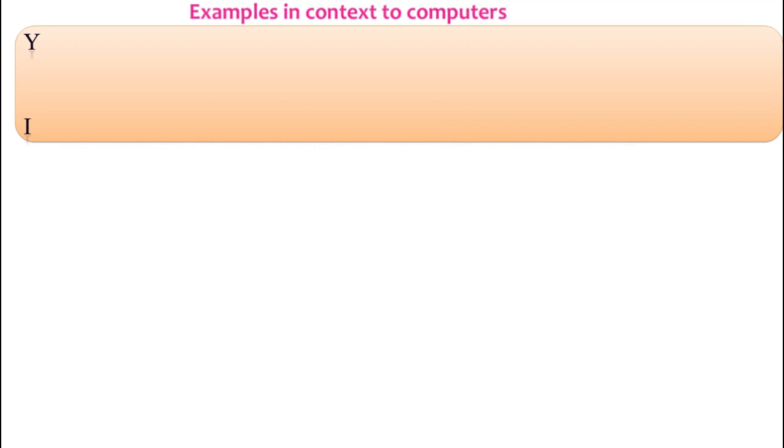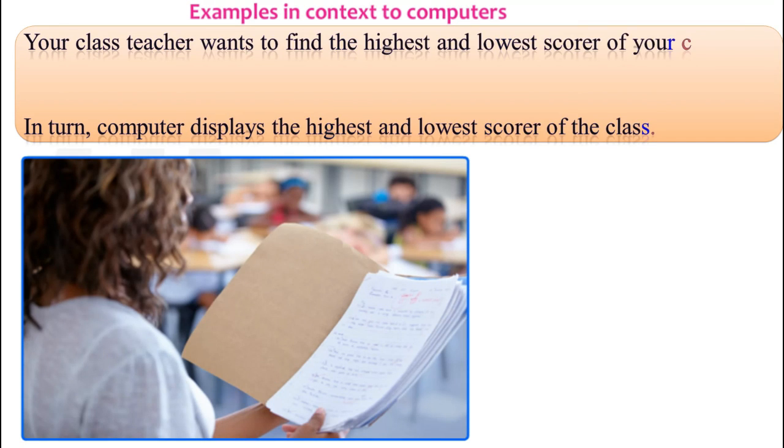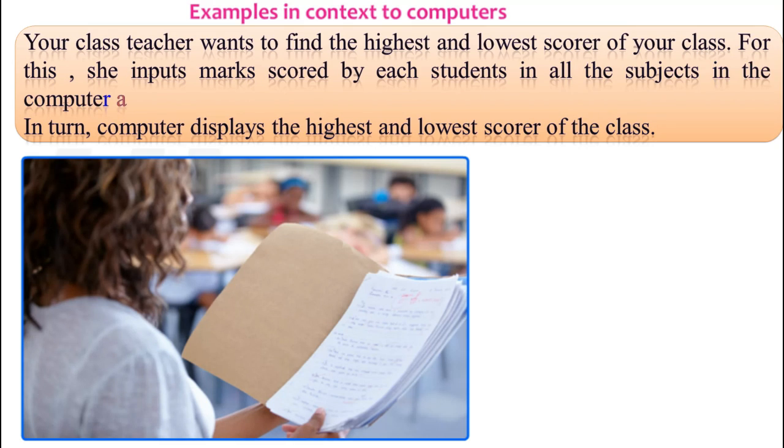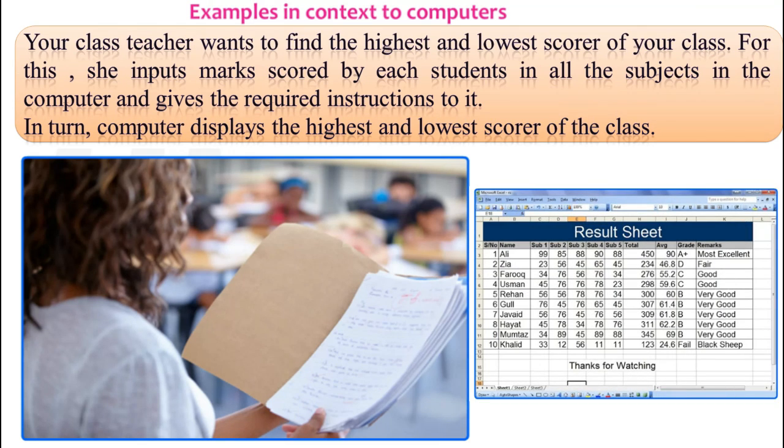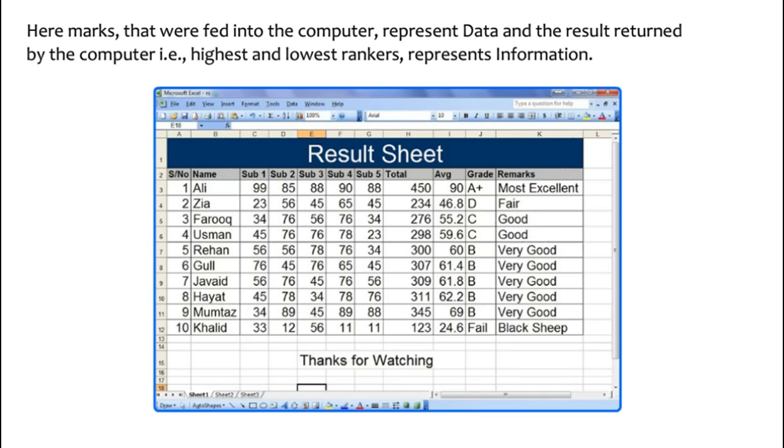Children, let's take one more example in context to the computers. Your class teacher wants to find the highest and lowest scorer of your class. For this, she inputs marks scored by each student in all the subjects in the computer and gives the required instruction to it. In turn, the computer displays the highest and lowest scorer of the class. Here, marks that were fed into the computer represent data and the result returned by the computer, that is highest and lowest rankers, represents information.